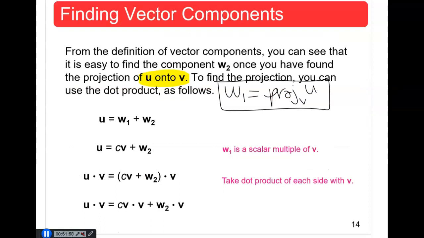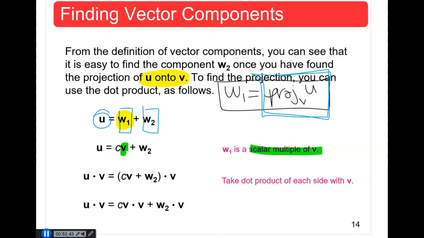So again, we are trying to find two vector components that will be orthogonal, and the addition of those two, that's why we call them components, will give us vector U. At the end of deriving this formula, we will end up with the formula required to find the projection, to find W sub 1, the first of the components. So first of all, we already know that vector W sub 1 is a scalar multiple of vector V.